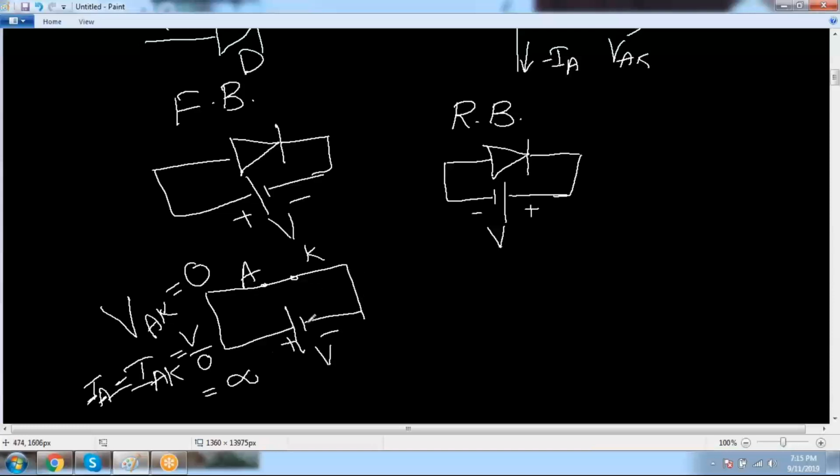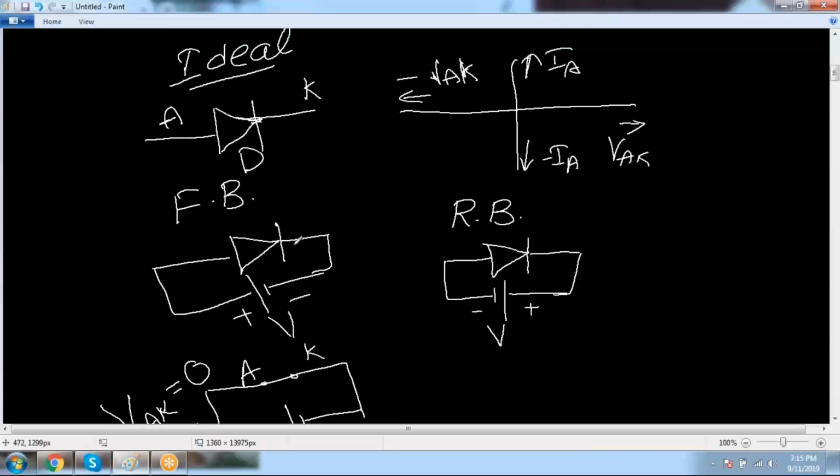Whenever there is load resistance, the current is this voltage divided by resistance. That means some finite value of current is flowing. So whenever it is forward biased, the voltage will become 0 and the current has a finite value. Now I need to mark this one. How can I mark it? I need to mark voltage as 0 and current as a finite value.